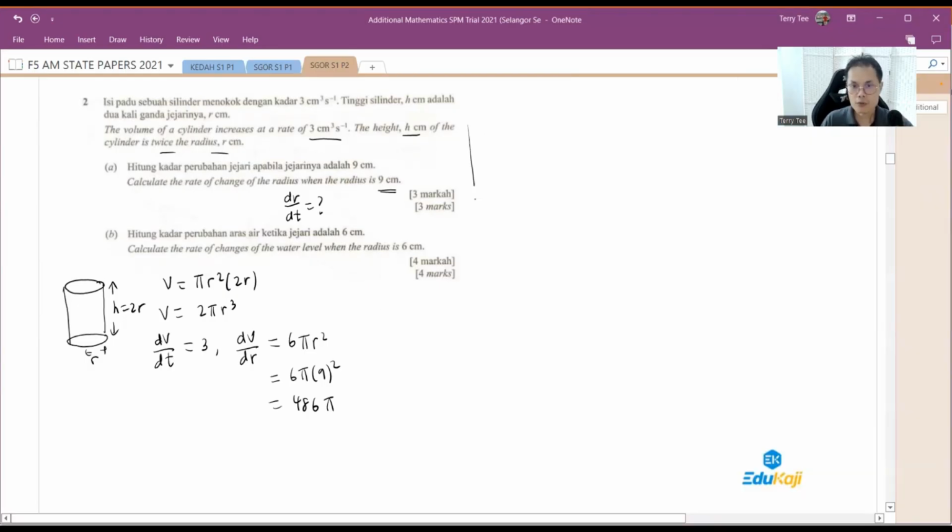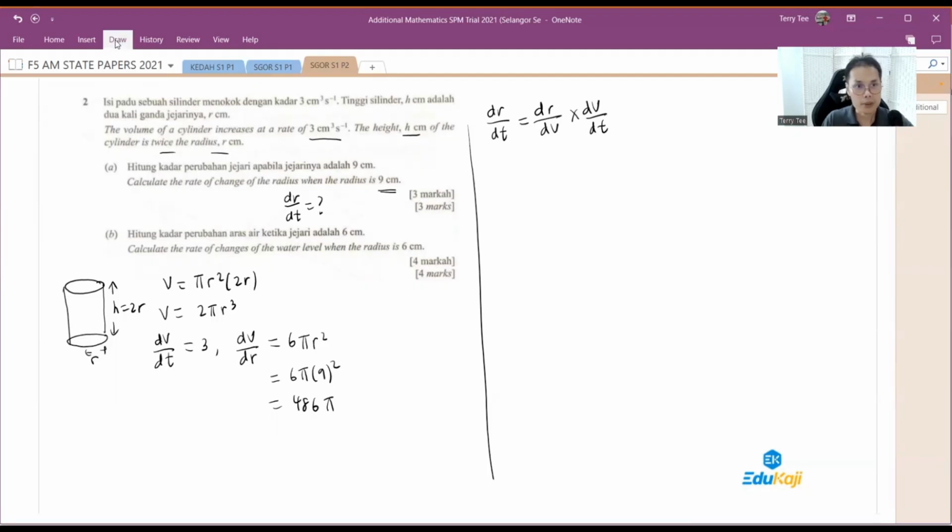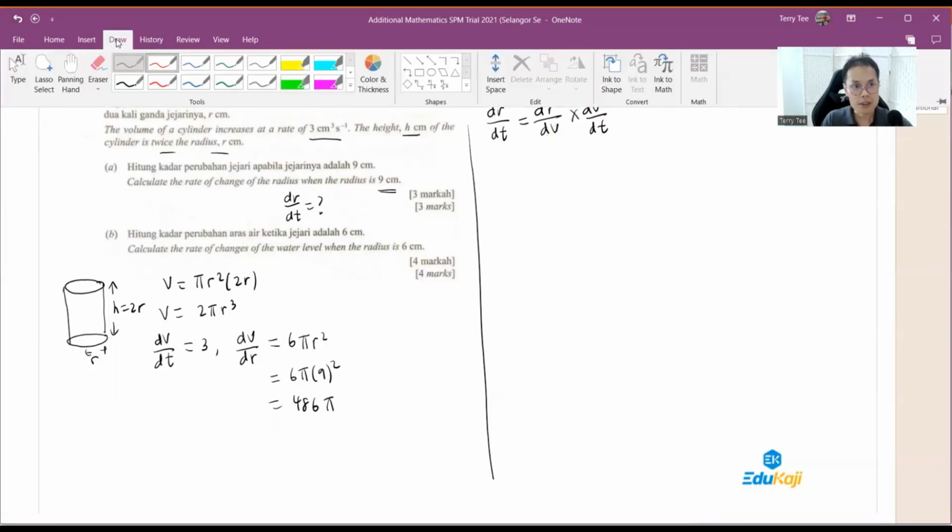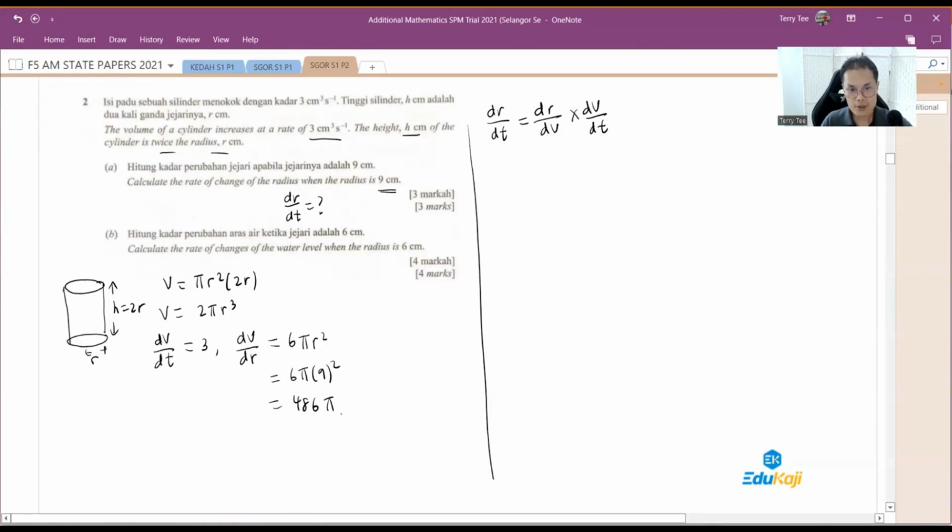Okay, now if you know your dV dr and you're finding your dr dt, so we can use what we call the chain rule. dr dt is dr dV times dV dt. Now remember, these two must be the same so that when I cancel them, right, I'm getting back dr dt. So this is called the chain rule. Okay, my dr dV I already have here. It's just 1 over 486 pi. My dV dt I'm given as 3, so just cancel them.